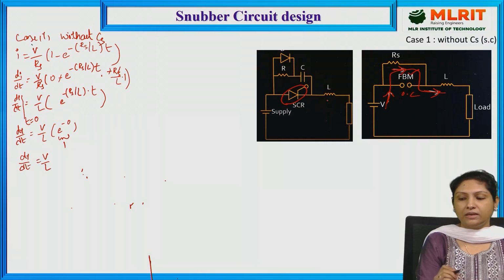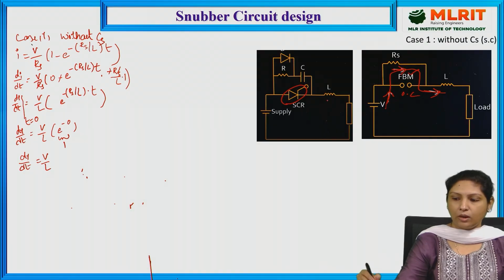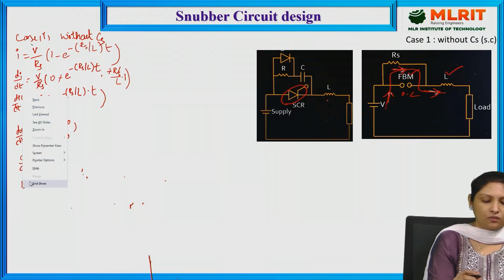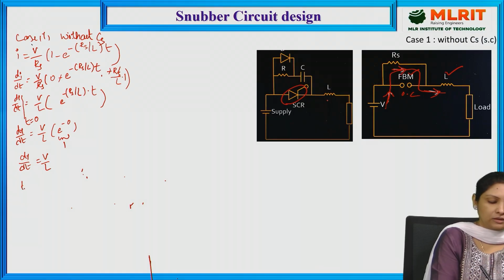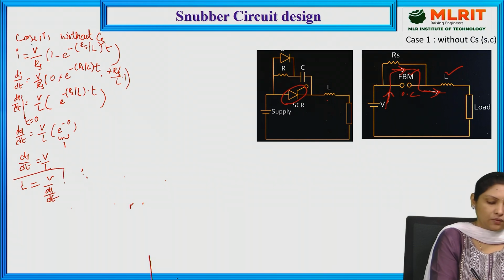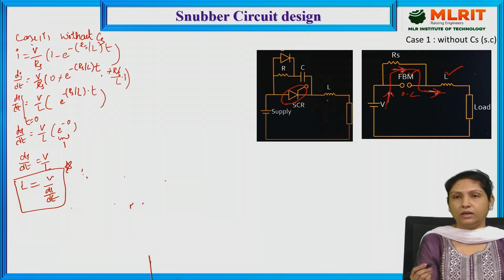where we need to obtain the required value of the inductor. So our requirement is, in order to find out the formula for the inductor, where L is equal to V by di by dt. This is one of the important formulas we will be using in problems as well.